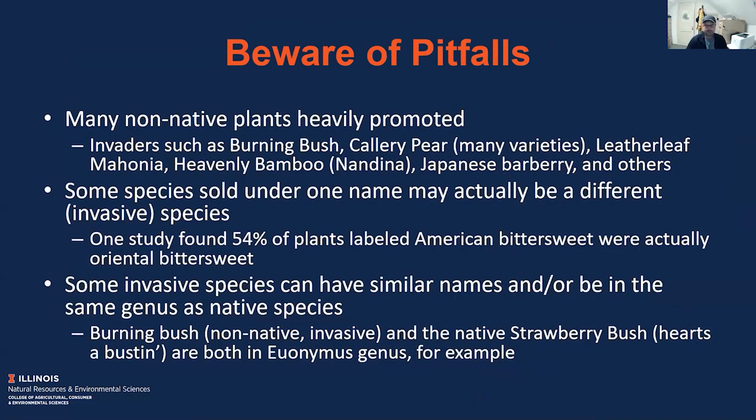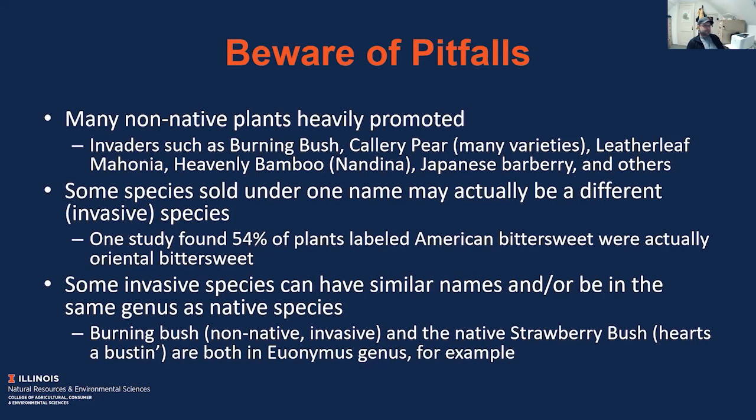Before I close out here, I just want to say beware of some of these pitfalls. There are a lot of non-native plants that are heavily promoted that are considered invasive species. One I mentioned earlier was the burning bush. The Callery pear also has many varieties: the Bradford pear, Cleveland pear, Aristocrat. Those are all varieties of the Callery pear that are increasingly recognized as invasive in natural areas. Leatherleaf mahonia is one I've started seeing pop up occasionally here in southernmost Illinois. Heavenly bamboo, or nandina, is very problematic just south and west of us, especially in Arkansas, and recently it's being seen more in Missouri, popping up in natural areas. Japanese barberry, and some others.